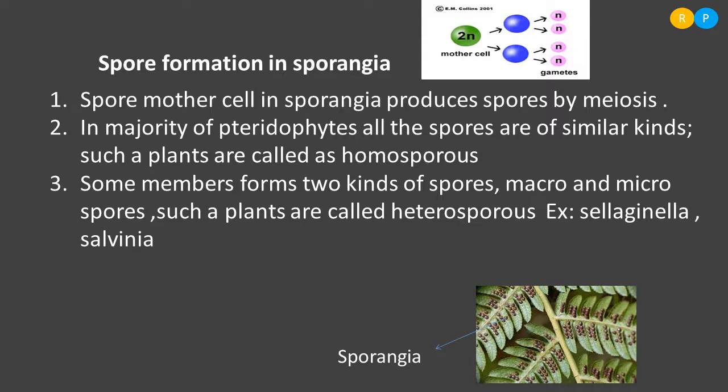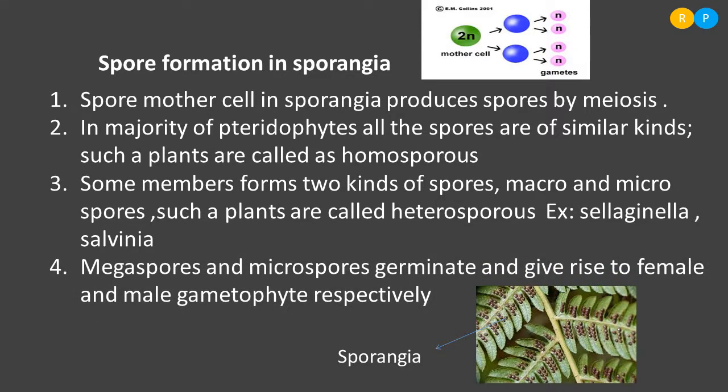You have to remember and learn what is meant by homosporous plant and what is meant by heterosporous plant. Children, it is very important as well as very easy to remember. Homo means what? Similar. Sporous means what? Spores. Clear? So if the plants produce the same kind of spores, they are called homosporous plants. If the plants produce two different kinds of spores, they are called heterosporous plants. Clear now? Yes.